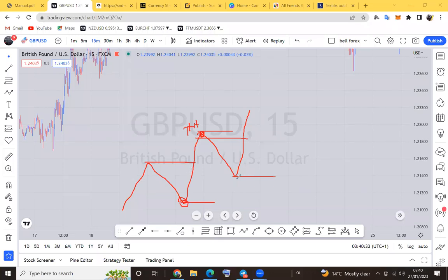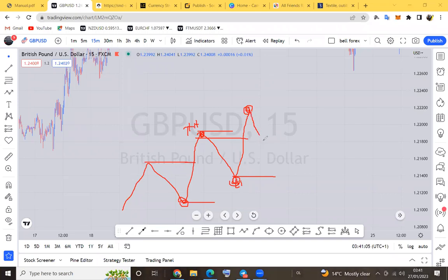Now, we have a low here. Where is the highest point that created this low? It is this point up here. So automatically, this is a swing structure and this is a swing structure. So this is a high up here. Which point created this high? The lowest point that created this high here is this low. So those are how we look at swing structures. Listen.